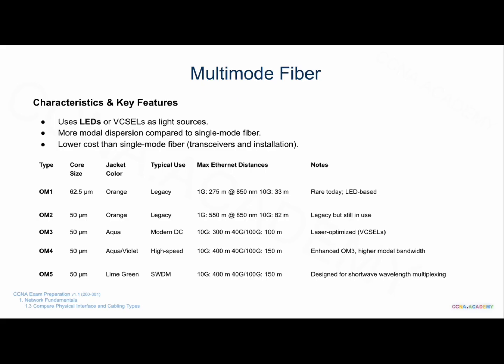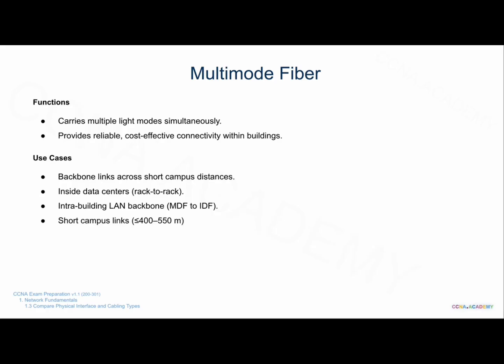Because multiple light modes travel through the fiber, it is more prone to modal dispersion, which limits distance. Typical ranges are up to about 550 meters for gigabit Ethernet, and less as speeds increase. Multimode fiber operates at wavelengths of 850 or 1300 nanometers, and is generally cheaper than single-mode fiber, both in equipment and installation. In practice, multimode fiber carries multiple light signals simultaneously, providing reliable and affordable connectivity for shorter links.